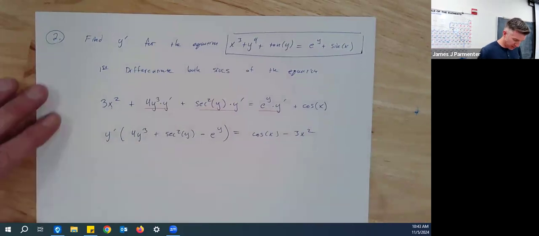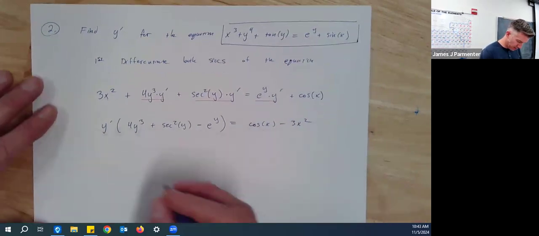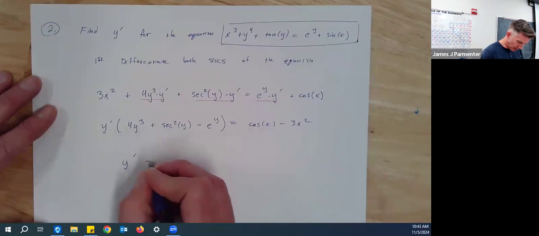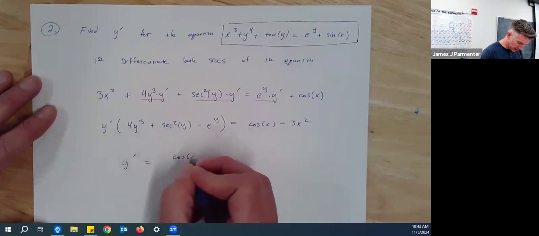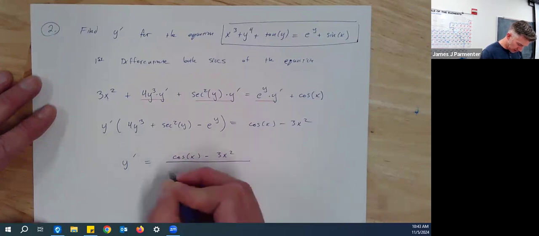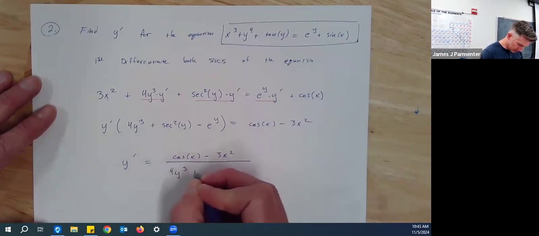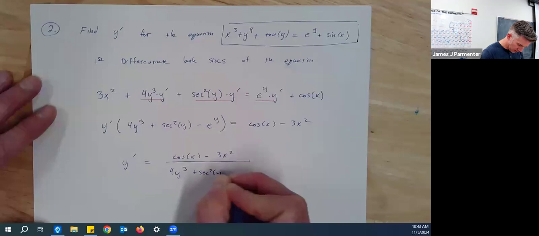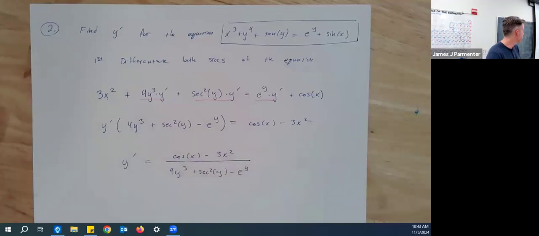The last step is to divide both sides by whatever is multiplying y prime. So we're going to get y prime equal to cosine of x minus 3x squared, divided by 4y cubed plus secant squared of y minus e to the y. And if they ask you to find the slope of the tangent line at a particular point, you can plug in the point. Which again, you should just do that first if you can.